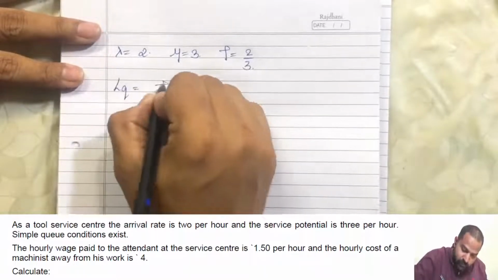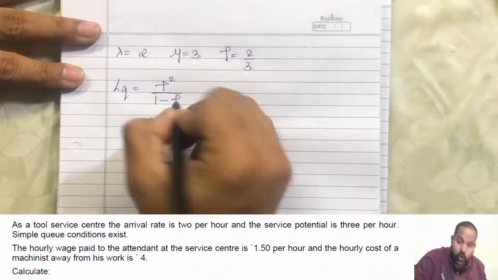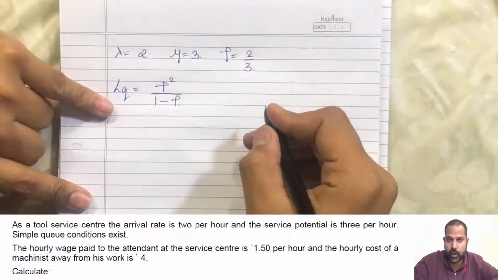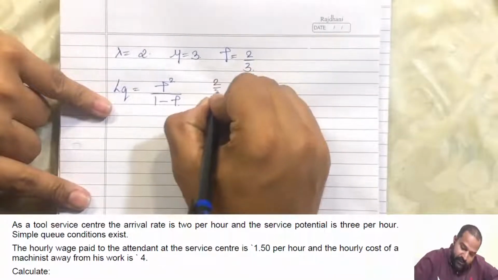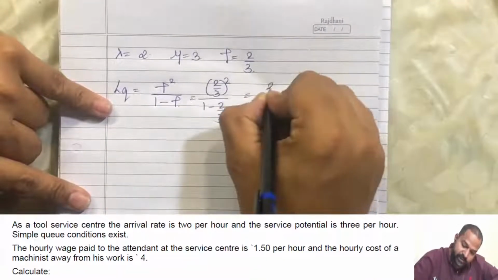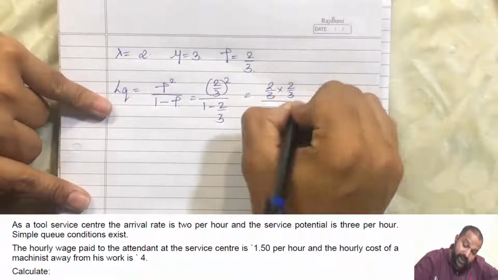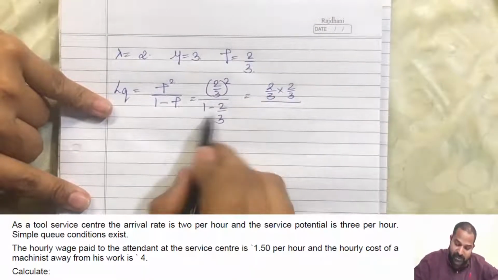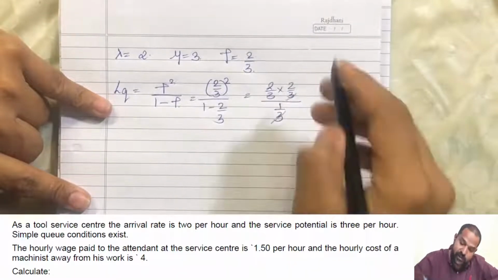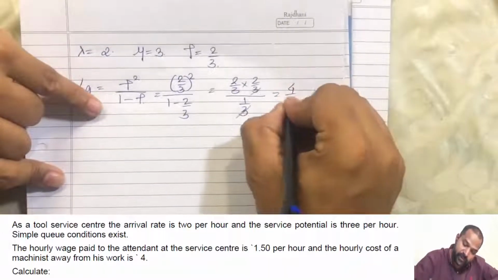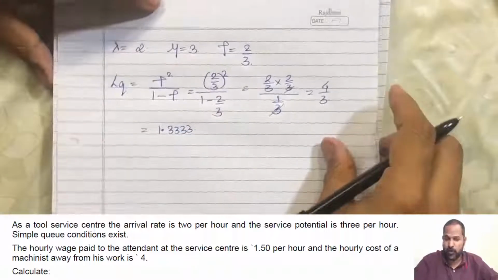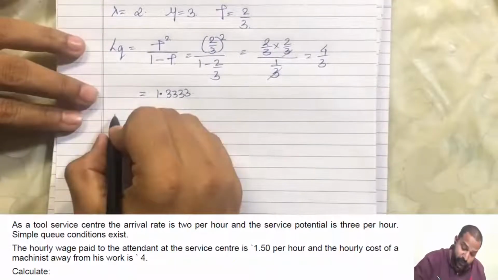Length of the queue is rho square upon 1 minus rho. Now you can convert this and do it. I don't want to. I'm sticking to substituting as it is in fractions. So 2 by 3 square divided by 1 minus 2 by 3, which is 2 by 3 into 2 by 3 divided by, LCM, 3 ones are 3, minus 2 is 1 by 3. The 1 by 3 and 1 by 3 cancel. You are left with 4 by 3. And we know that 4 by 3 is 1.3333. It's up to you how you want to keep it. This is the length of the queue.